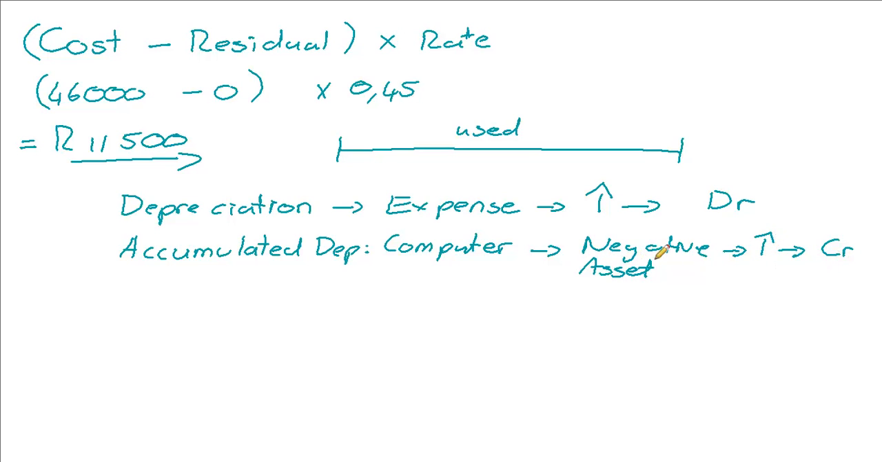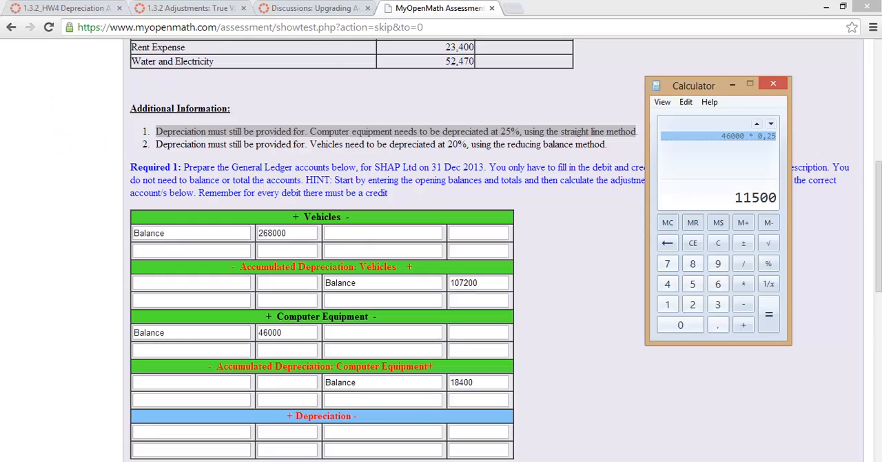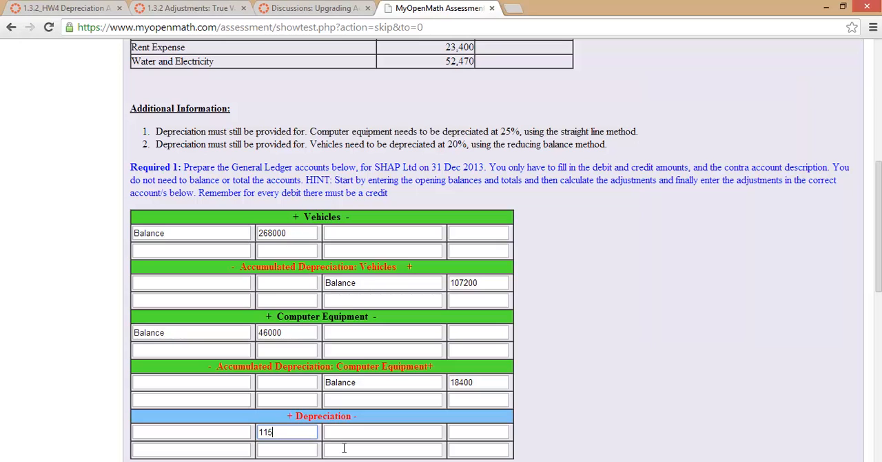And now if my negative asset increases, it will be the opposite of when an asset increases, so that's going to be a credit. Also, my depreciation was already a debit, so I know that the accumulated depreciation needs to be a credit. Great, so now we can fill this in our ledger. We know that the depreciation account needs to be debited by 11,500 Rand. We know that the accumulated depreciation account on computer equipment needs to be credited by 11,500 Rand, and we can simply fill in our contra entries.